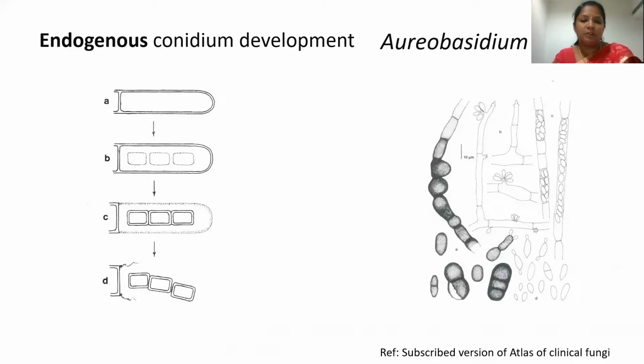Then endogenous. Endogenous conidium development means this is a conidiogenous cell. Inside that, arthrospores will be developed fully, and then at the end, the conidiogenous cell will be ruptured to release all the arthrospores. The example is Basidiobolus.